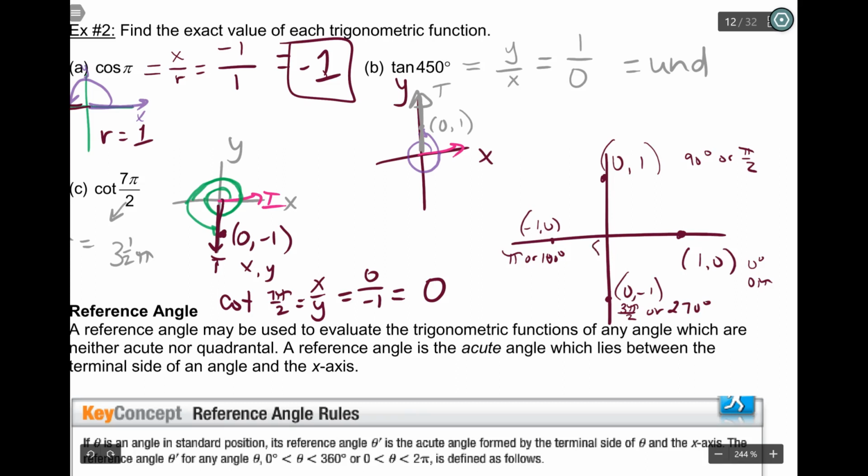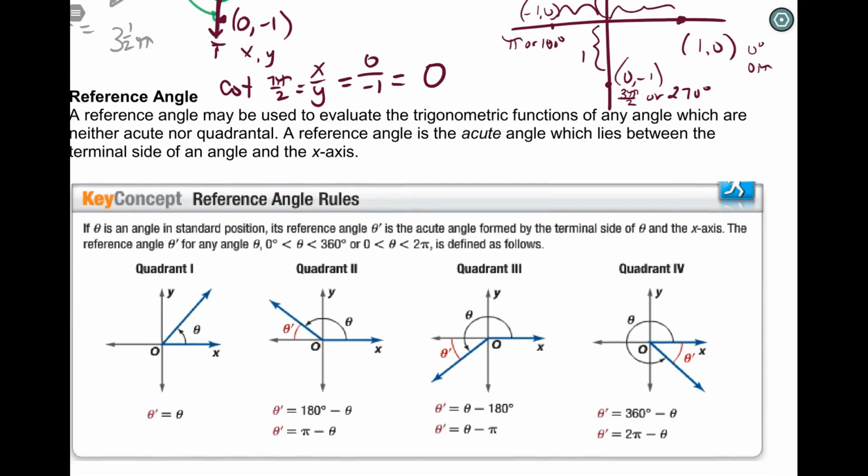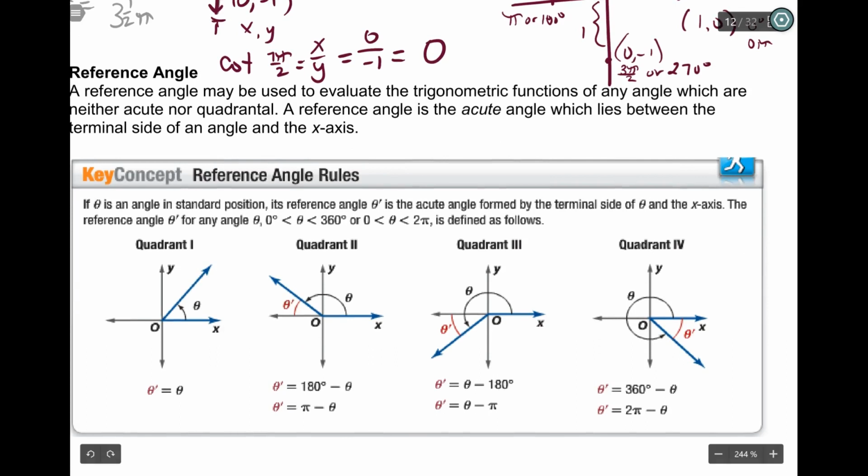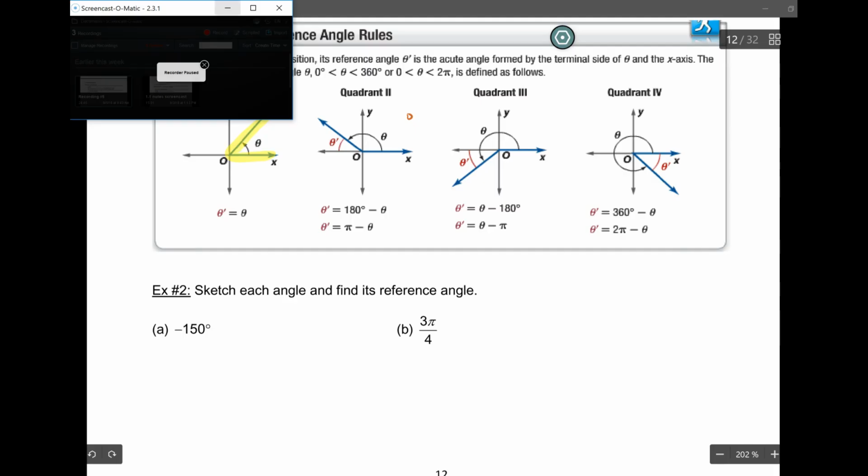So all of these have a radius of 1, right? So you'll always be 1 over from the origin, or 1 up or 1 down from the origin. Okay, so a reference angle may be used to evaluate trig functions of any angle which are neither acute nor quadrantal.